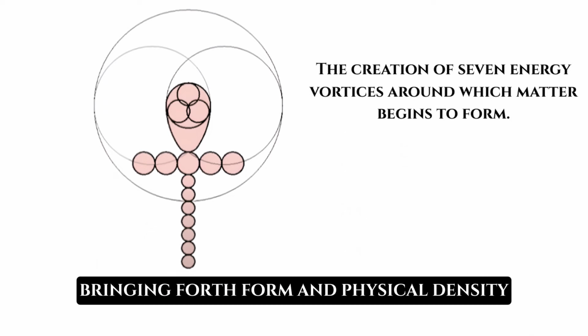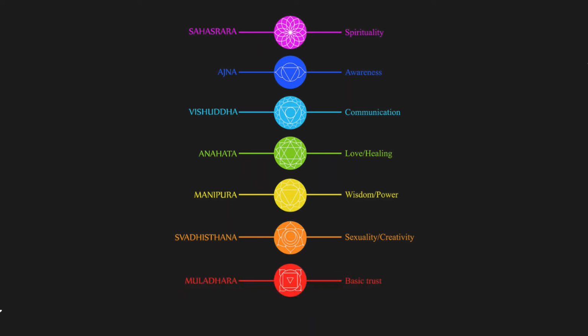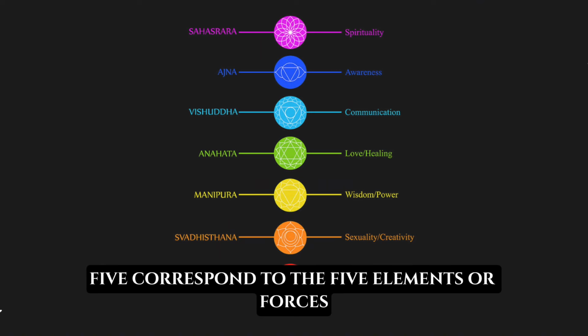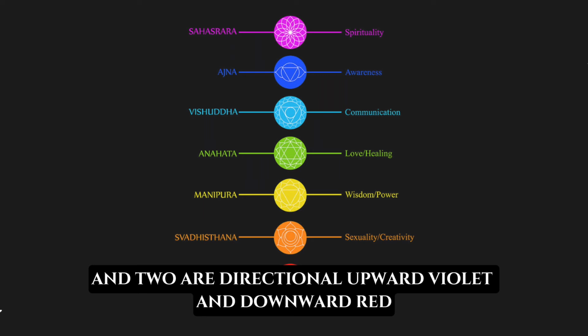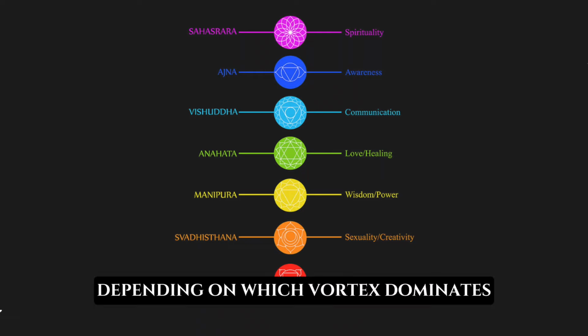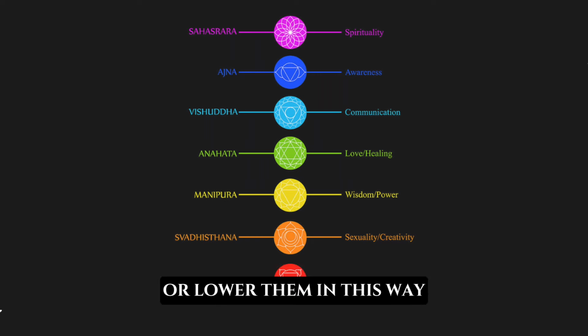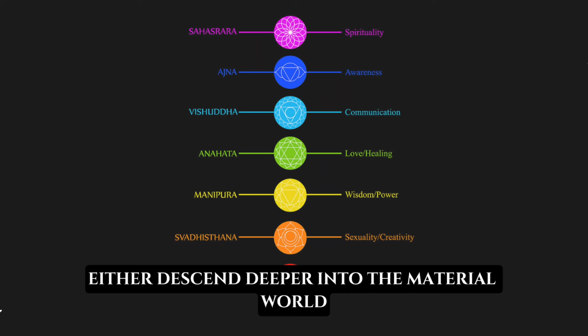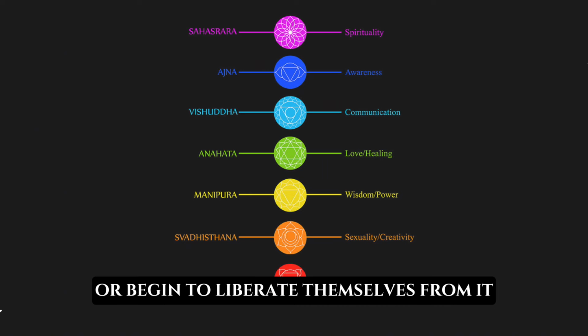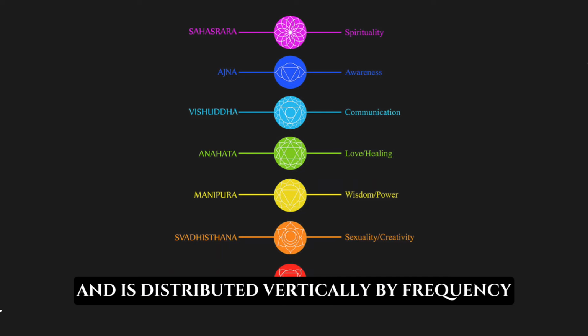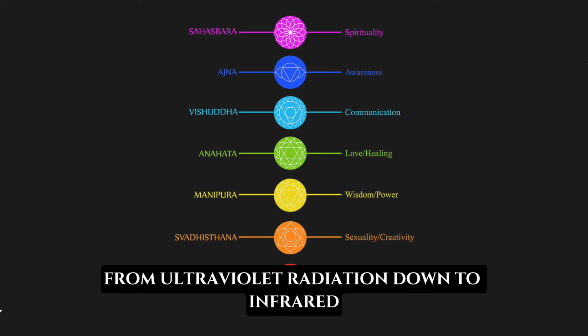There are 7 energy vortices. 5 correspond to the 5 elements or forces, and 2 are directional: upward, violet, and downward, red. Depending on which vortex dominates, the remaining 5 will either raise their frequencies or lower them. In this way, the soul and monad either descend deeper into the material world or begin to liberate themselves from it. Energy enters matter and is distributed vertically by frequency, from ultraviolet radiation down to infrared.